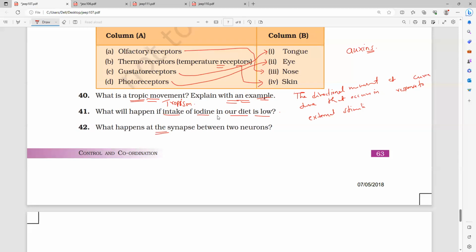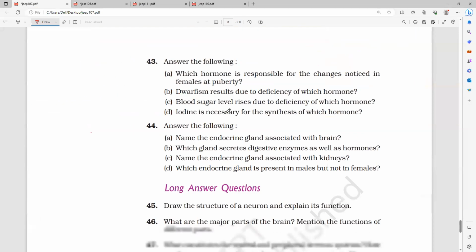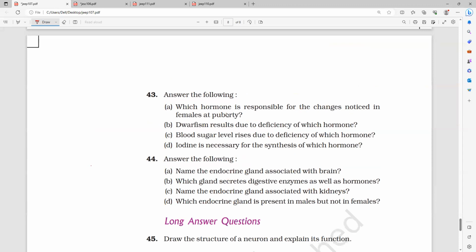Next, what happens at the synapses is over. Next question. Answer the following. Which hormone is responsible for the changes noticed in females at puberty? Estrogen hormone. Everybody? Estrogen. Changes in puberty are due to estrogen only.